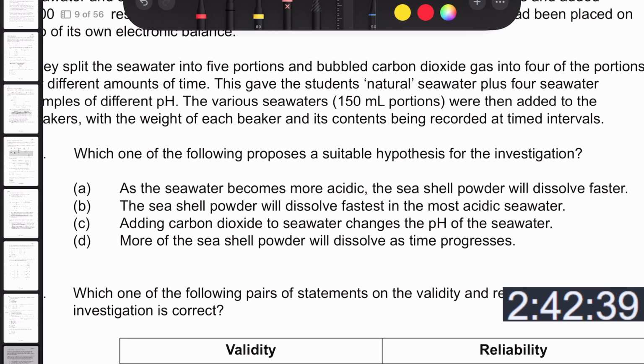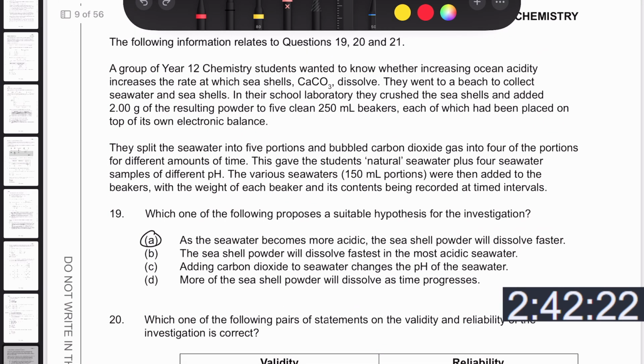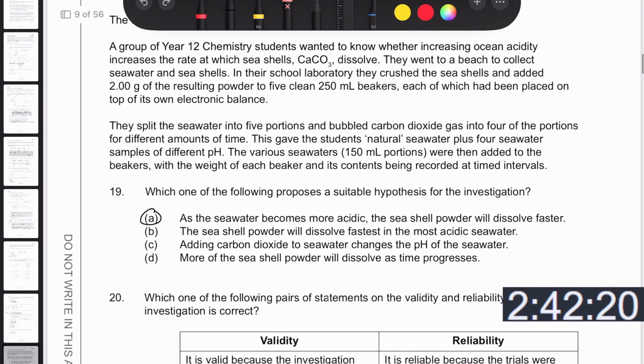The seashell powder will dissolve fastest in the most acidic seawater. And carbon dioxide changes pH more, so probably A. Because we have an independent variable and then the dependent variable. And it increases the rate.